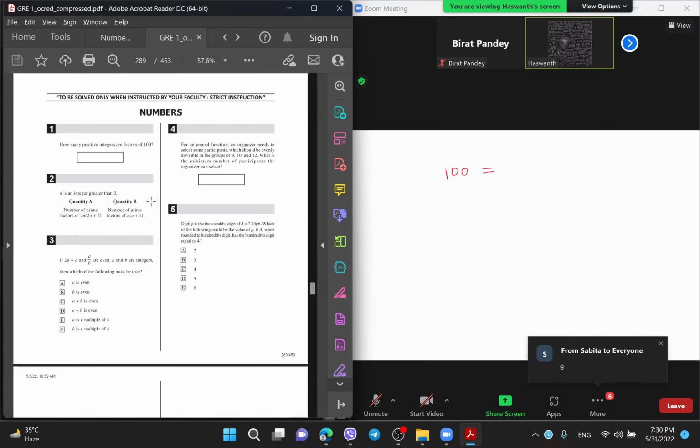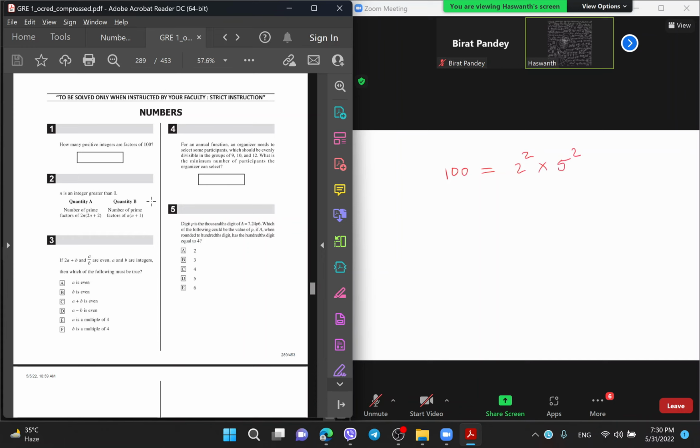Instead of finding all the factors like 1, 2, 4, 5, 10, 20, 25, 50, and 100, like I'm counting them. First, prime factorize this. 100 can be written as 4 into 25. 4 means 2 square, 25 means 5 square.